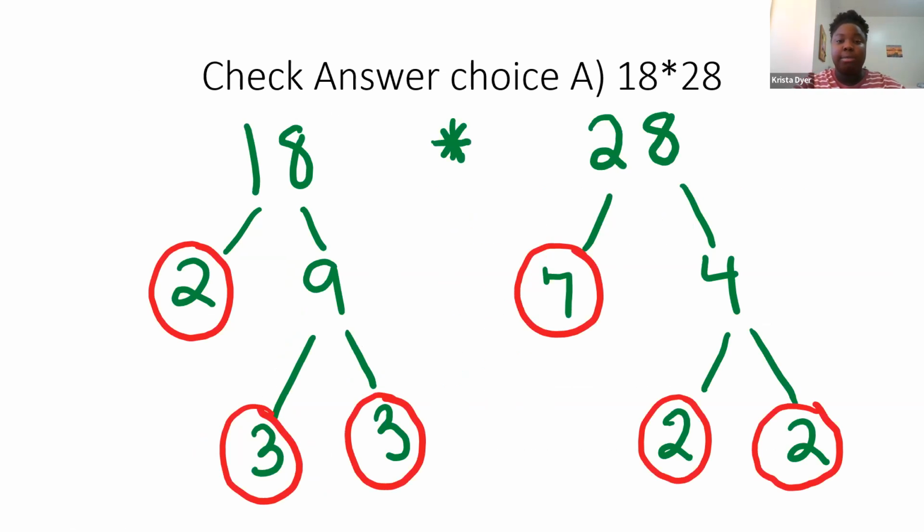We have 18 times 28. So if we start with 18, let's make our factorization tree. We know that 2 times 9 equals 18. So we're going to circle 2 because it's prime. And then we go to 9 and make 2 more branches, 3 times 3, and 3 is prime. So we have 2 and 3 as prime factors. And then for 28, we know that 7 times 4 is equal to 28. So we have 7 as prime, we're going to circle it. And then we have 4 is equal to 2 times 2. So then those are 2 more prime factors. So that gives us 2, 3, and 7 as the prime factors of 18 times 28.